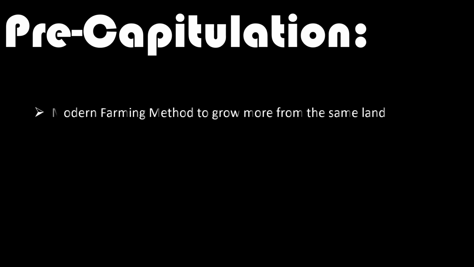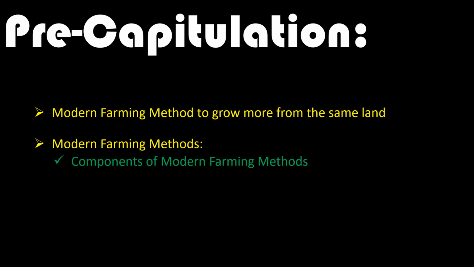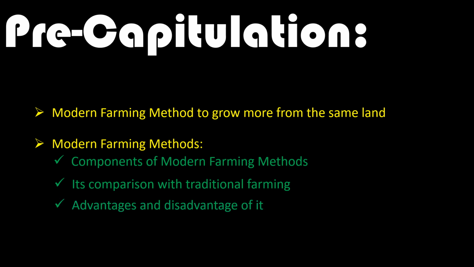In this video we'll see another technique to increase the production from the same land, and this technique is the modern farming method. We'll focus on the components of the modern farming methods. It means what all practices are known as the modern farming methods. We'll compare modern farming with the traditional farming. At the same time, we'll see the advantages and the disadvantages of the modern farming methods.